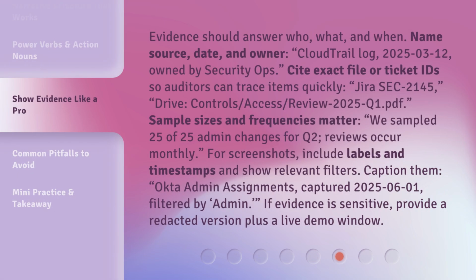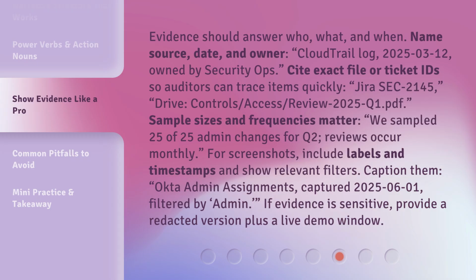Evidence should answer who, what, and when. Name, source, date, and owner. CloudTrail log, the 12th of March 2025, owned by Security Ops. Cite exact file or ticket IDs so auditors can trace items quickly. JIRA SEC-2145. Drive, control/access/review-2025-q1.pdf.